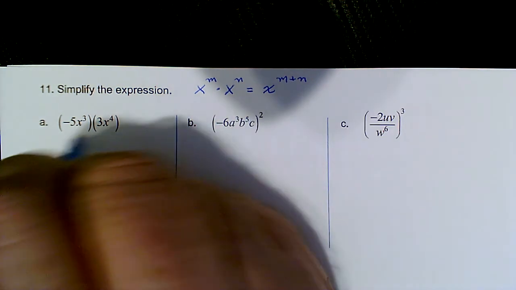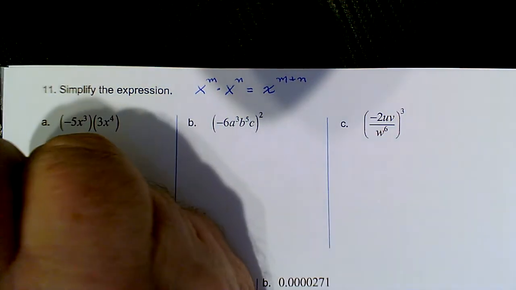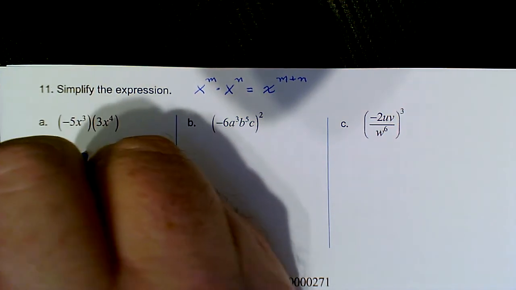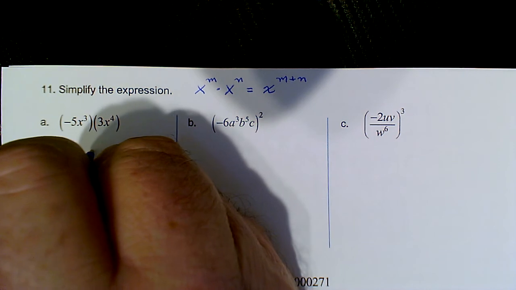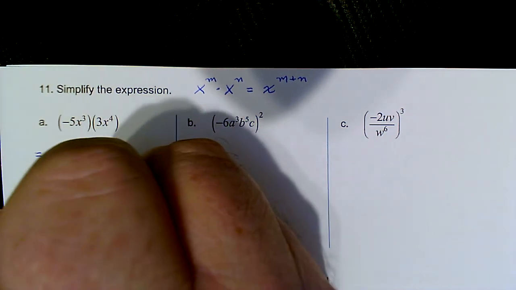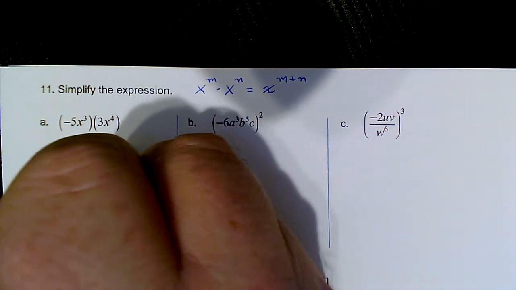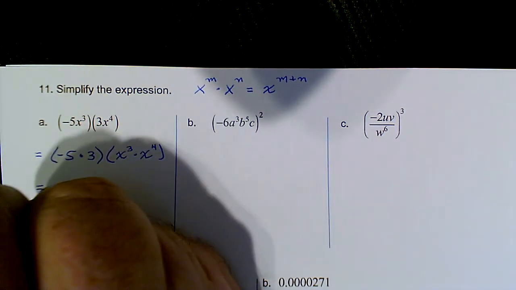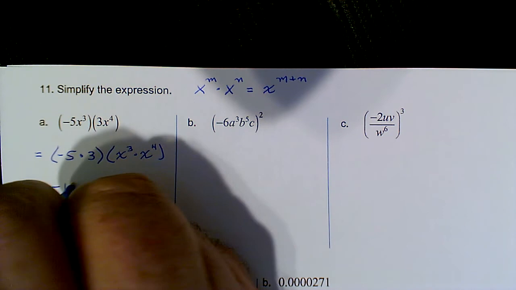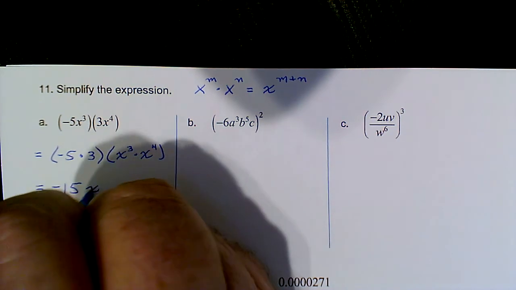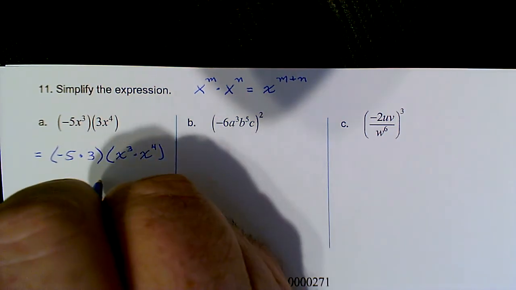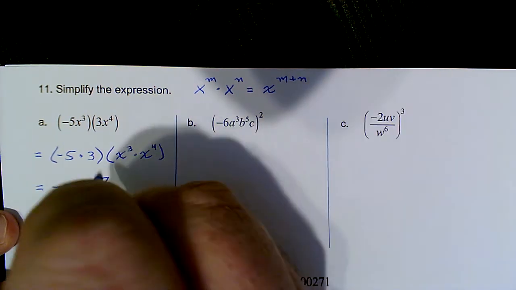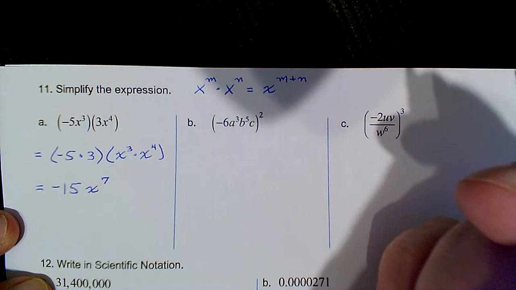So in the first question, you don't need to do this, but if you wanted to, you could group the coefficients together, the -5 and the 3, and then group the powers of x together, x to the third and x to the fourth, and then just multiply the coefficients. So -5 times 3 is -15, and multiplying the common bases, we keep the base of x, and we add the exponents. 3 plus 4 is 7. So this middle step's optional.